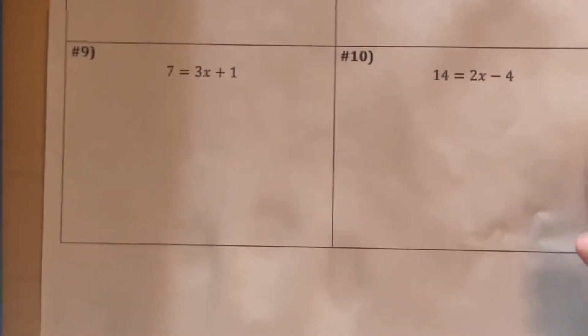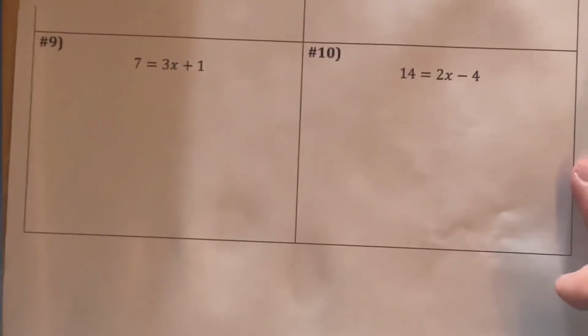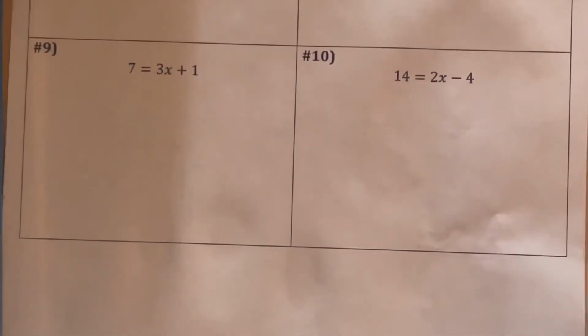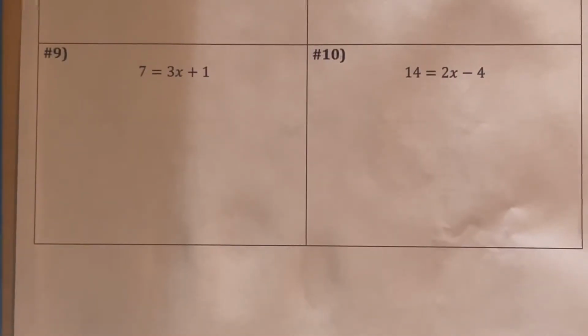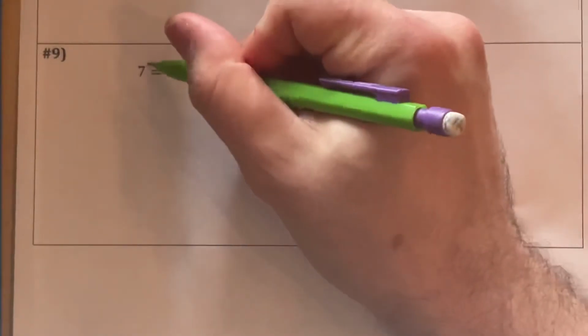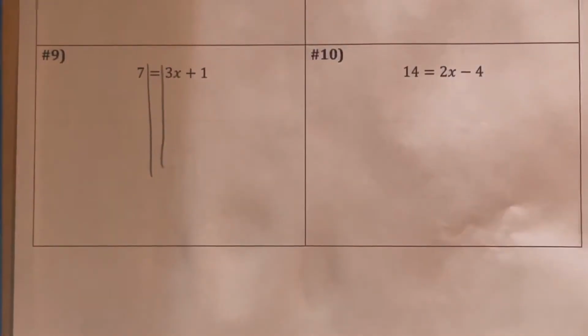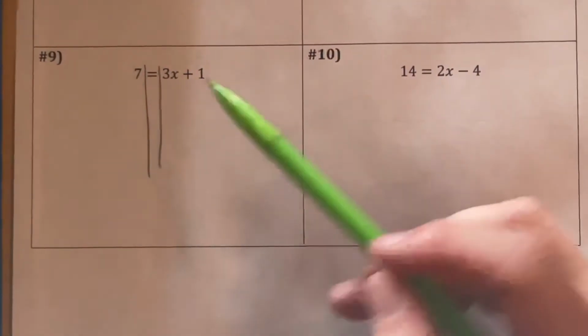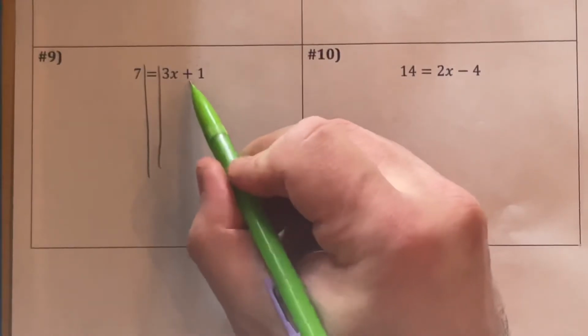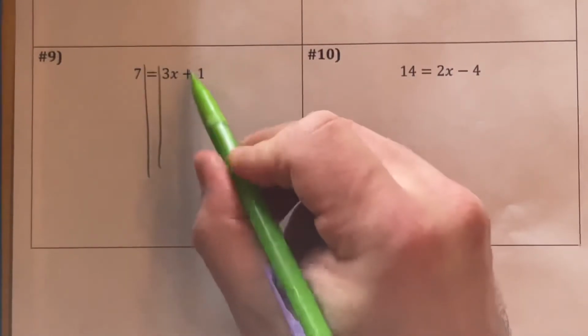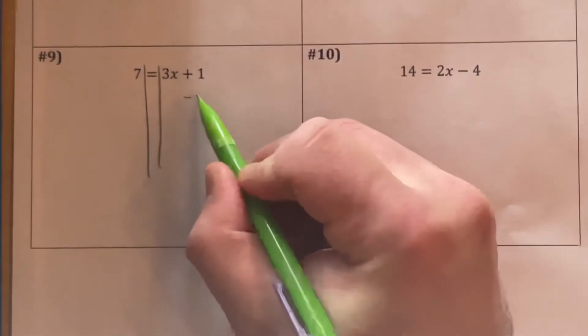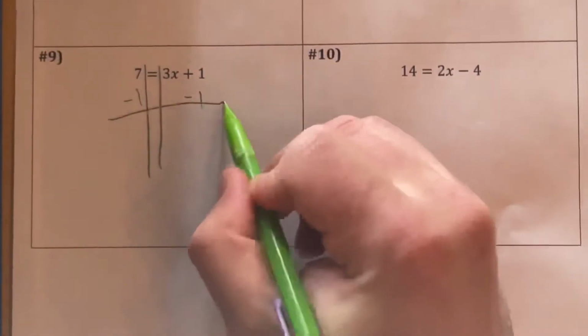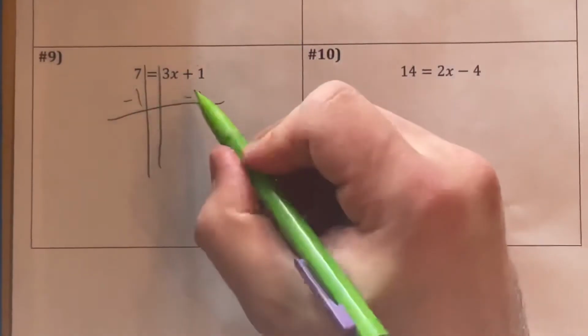For number 9 and number 10, however, those are 2-step equations. That means you're going to have 2 inverse operations to get your variable. Similar setup though, make sure you have 2 sides of your equation. I'm trying to get that variable by itself. That means I have to get all the constants to the other side. In order to do that, I just have to add the opposite. So the opposite of a positive 1 is a negative 1. So I'm going to subtract 1 from both sides.